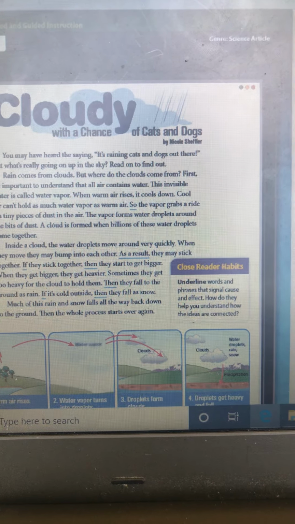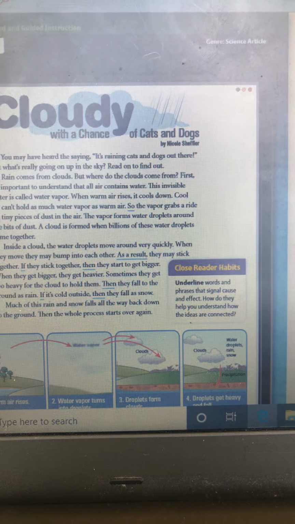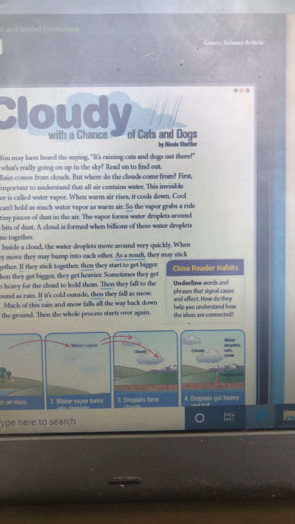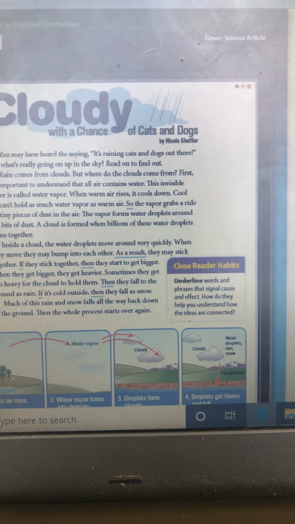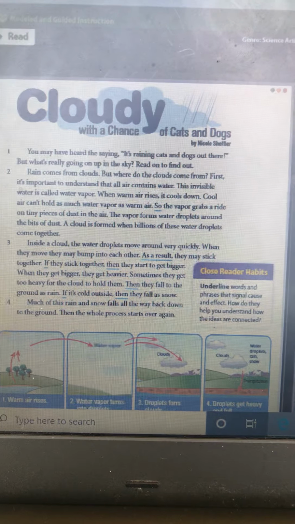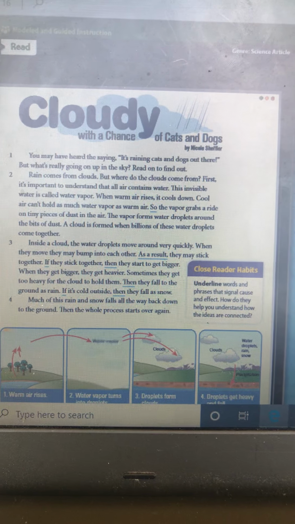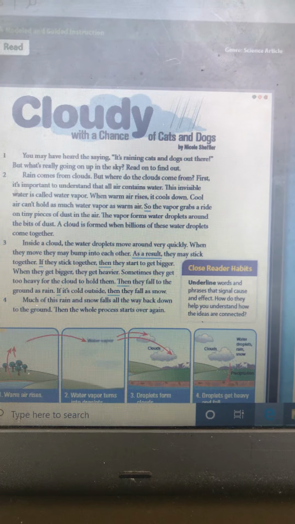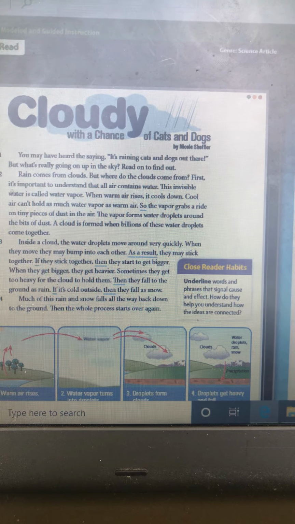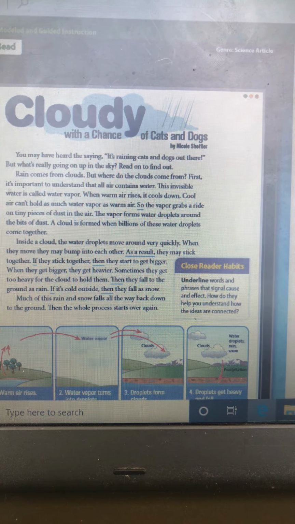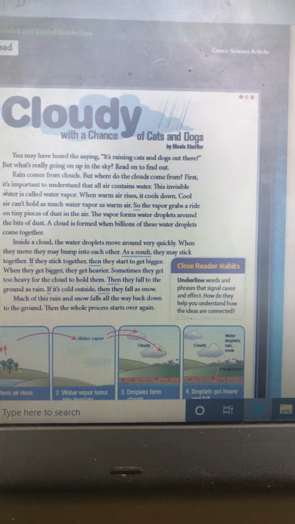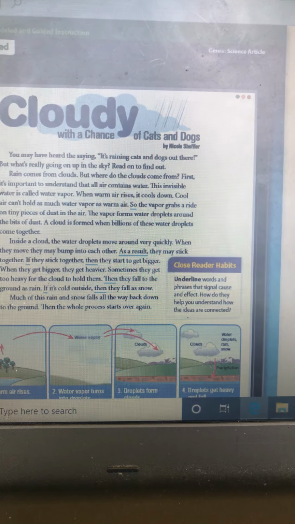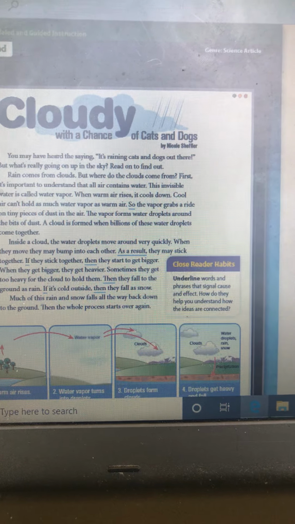Inside a cloud, the water droplets move around very quickly. When they move, they bump into each other. As a result, that is another transition word, signal word. As a result, they may stick together. If they stick together, then they start to get bigger. When they get bigger, they get heavier.